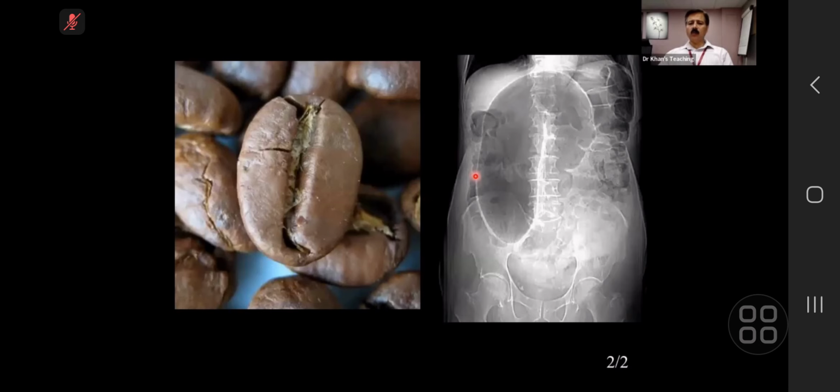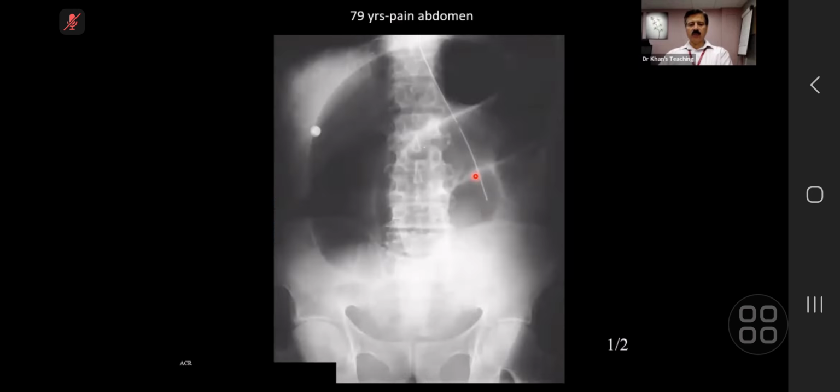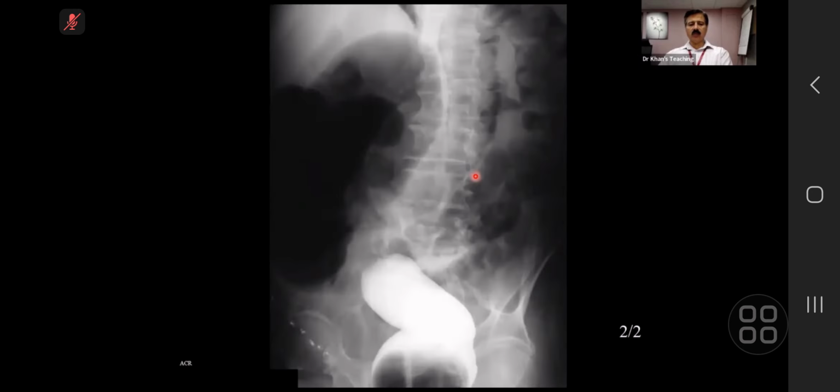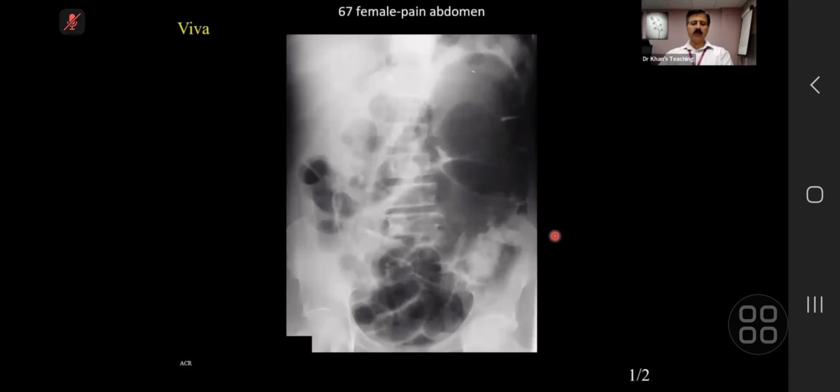What I take home is that the coffee bean sign is a good word to use, but having said that, all cases will not be classical. This inferior convergence is a very nice sign to remember. So this was sigmoid volvulus and a barium examination of the same. There was no need, by the way.